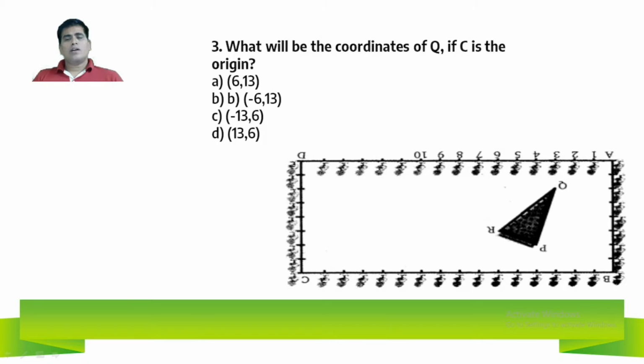What will be the coordinates of Q if C is the origin? Same as before, this is my origin, and these are the saplings: 1 2 3 4 5 6 7 8.